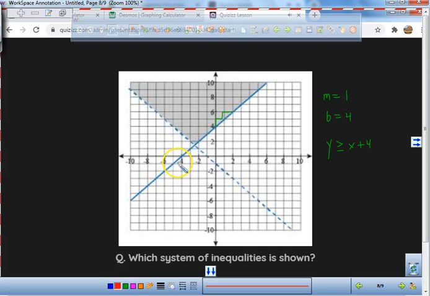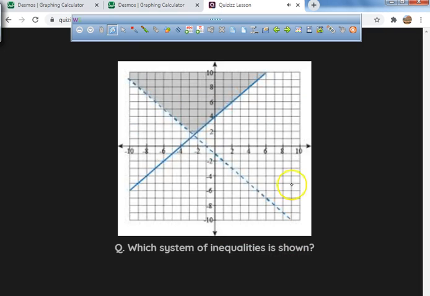The next line is this one right, that dotted line, and it's still shaded above. So that's still going to be y is greater than, but what's the slope? The slope goes down 1 over 1, down 1 over 1, down 1 over 1. Slope is -1, so I know it's going to be -x. And what's the y-intercept right there? The y-intercept is at a -1. So here are your two answers. Y is greater than or equal to x plus 4, and y is greater than -x minus 1. Those are the two answers that you are looking for.